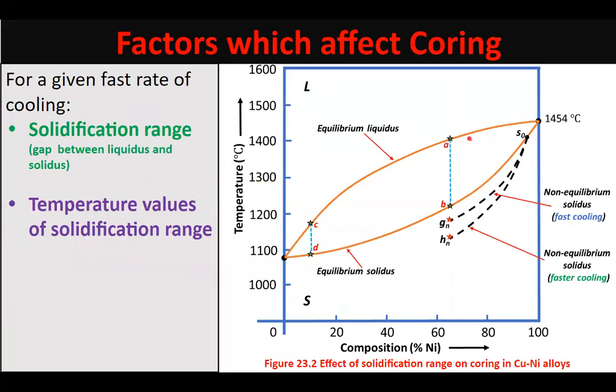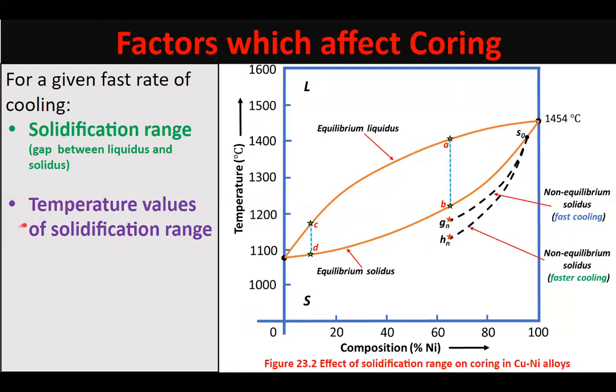So clearly, if you have an alloy whose solidification range is given by temperature difference Ta minus Tb, and there is another alloy whose solidification range is given by temperature difference Tc minus Td, then for the same rate of cooling, whatsoever is followed for these two alloys, this alloy would show more coring.